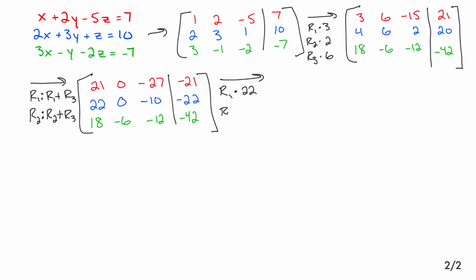Then I'm going to take the second row and multiply it by negative 21. Now the reason I'm doing negative 21 is because I want one of these to be positive, one to be negative. Since they're both positive, I need to multiply one of them by a negative. Alright, I need to pull out my calculator because I'm not smart enough or fast enough to do this off the top of my head. 21 times 22 is equal to 462.